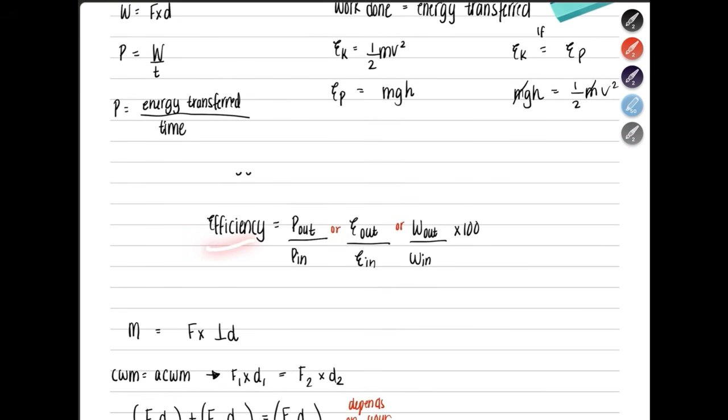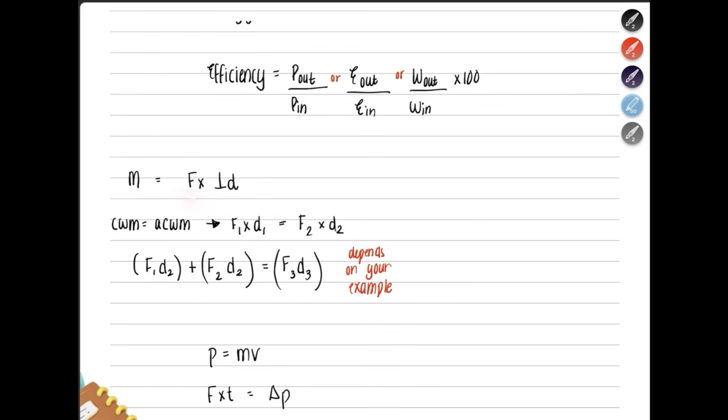Then we have efficiency, the ratio between the useful and the total power, energy, or work done, basically power out over power in. Or it's also the energy output over energy in, the energy taken in, or it's the output of work done over the input of work done. And then you have to multiply this by 100 to get the efficiency because the unit is a percentage.